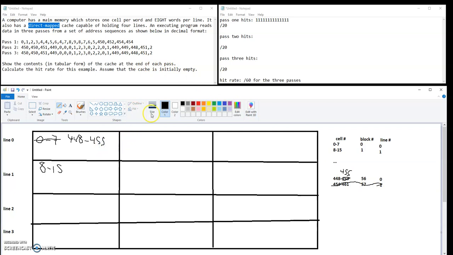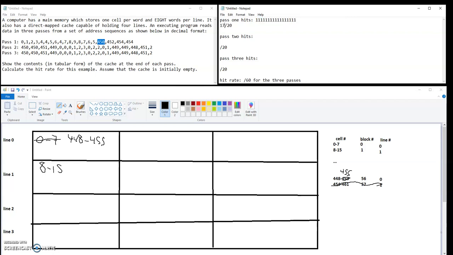That's better. 448 to 455 goes in line 0. So when 450 is brought in, it's a miss. It was not there. But it brought in all these other ones. So 452, 4, and 4 are all hits. So let's see how many hits that is. 1, 2, 3, 4, 5, 6, 7, 8, 9, 10, 11, 12, 13, 14, 15, 16, 17.